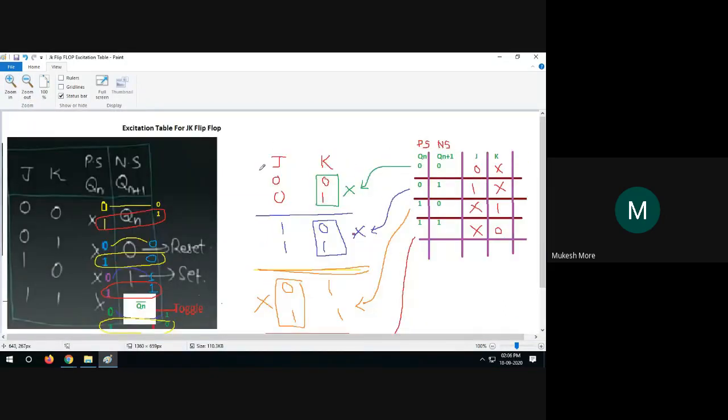So in this class, we are going to discuss the excitation table for JK. As you can see, the truth table of JK flip-flop.